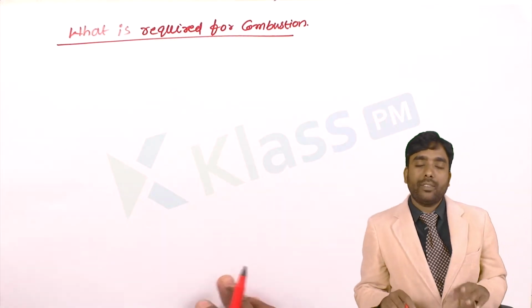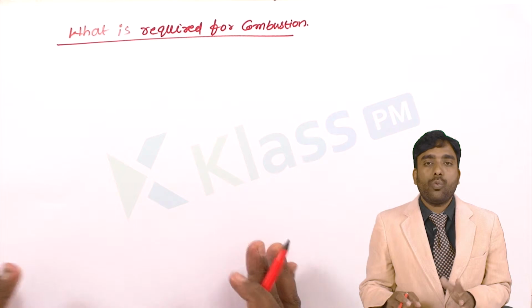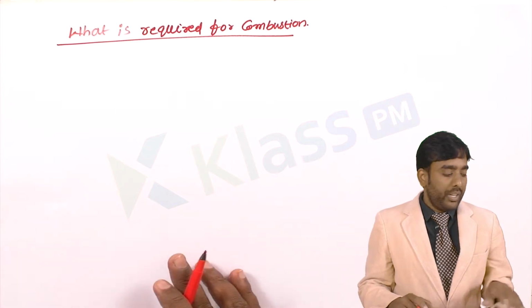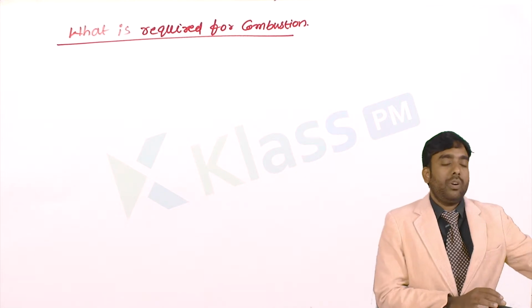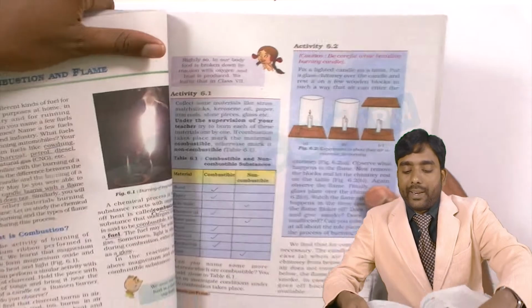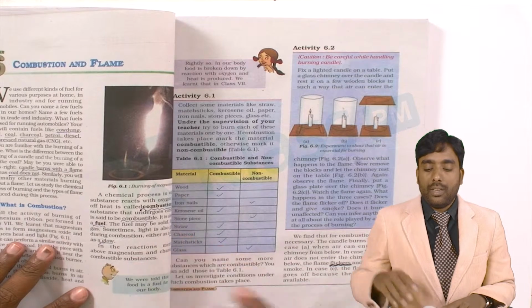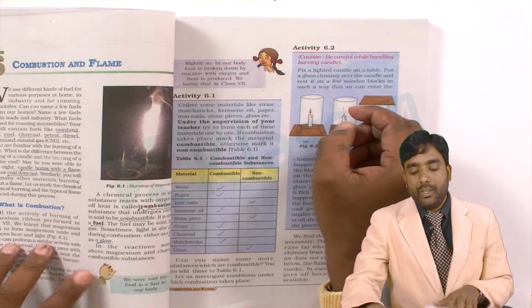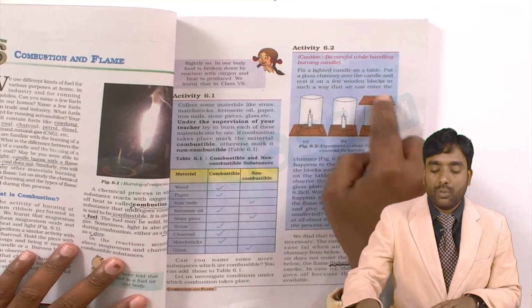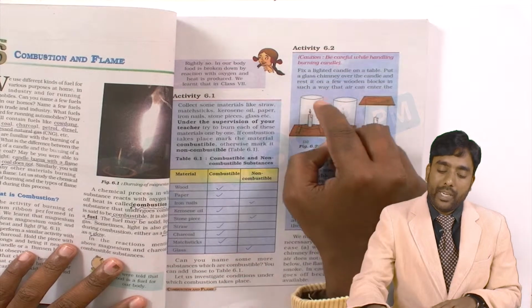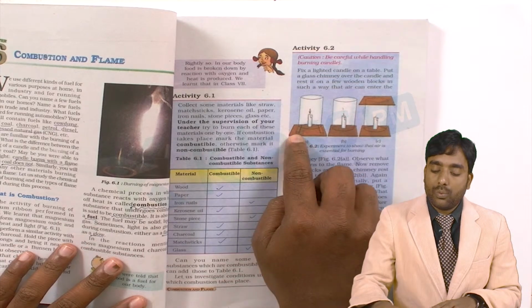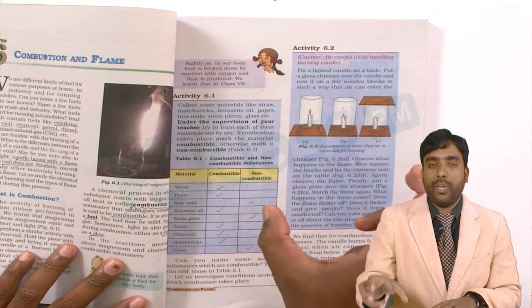To know what is required for the combustion, we need to do one experiment. That is called the chimney experiment with candle and chimney. So what we do is we will take a candle and a table and one glass chimney. So this is the arrangement we have to do. You have to take a table to keep the candle, and we need a chimney and two wooden blocks to keep the chimney on it.